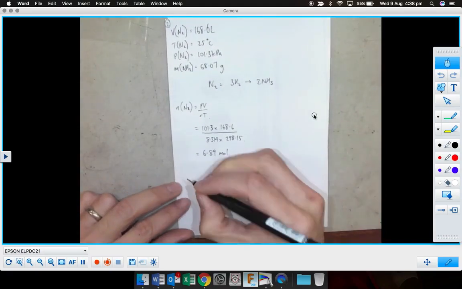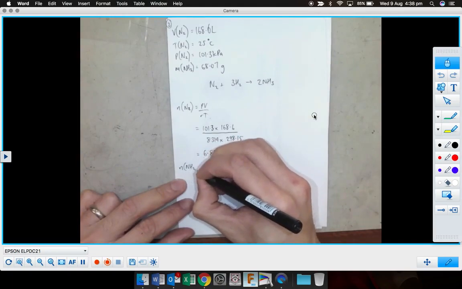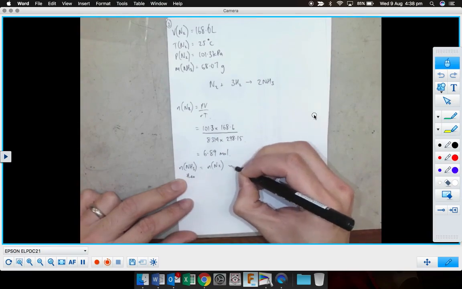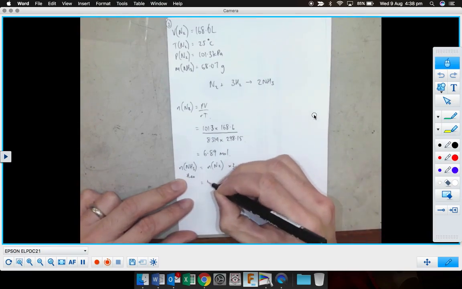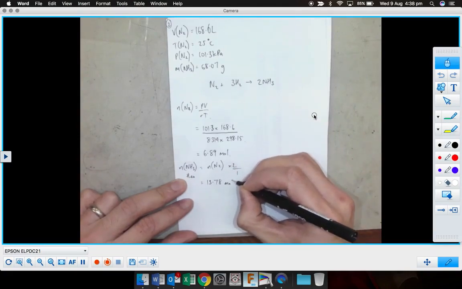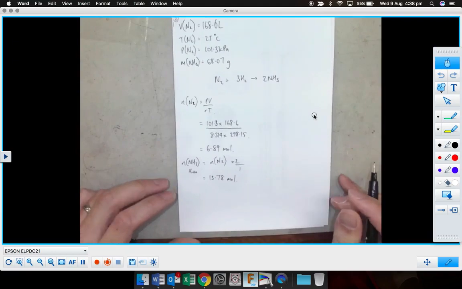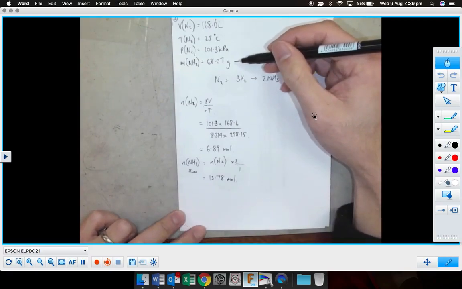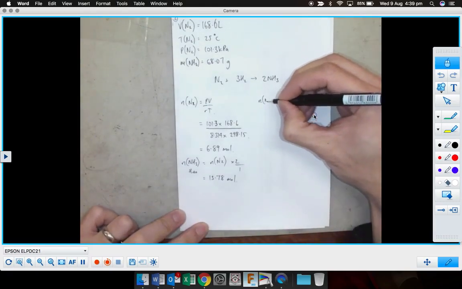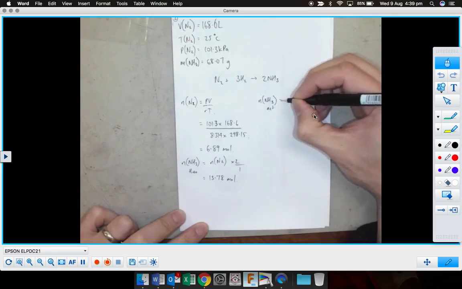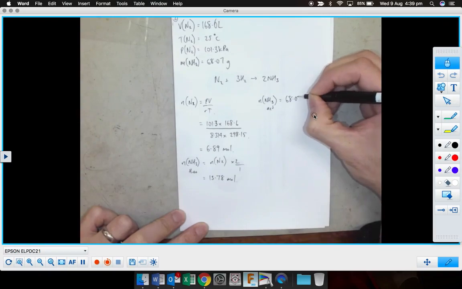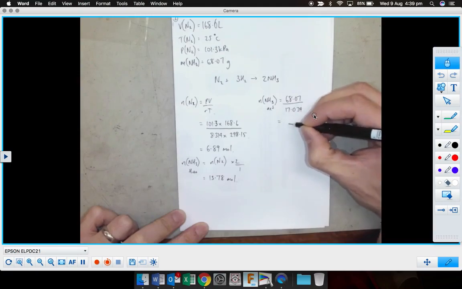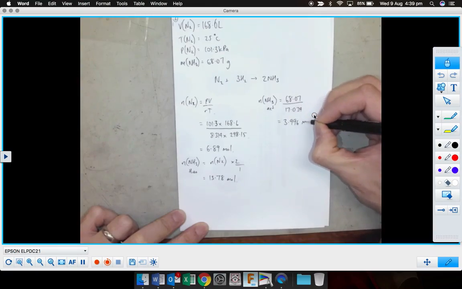Okay, so we should be able to work out the number of moles of NH3 that we are theoretically supposed to be able to produce, which will be the number of moles of N2 times 2 over 1, which will be 13.78 moles. So now we have the number of moles of NH3 that we are theoretically supposed to be able to make. Now let's work out, from the mass of the ammonia that we actually did make, the number of moles of ammonia actual, okay, which will be 68.07 over the molar mass of ammonia, which happens to be 17.034, and that will give us 3.996 moles.